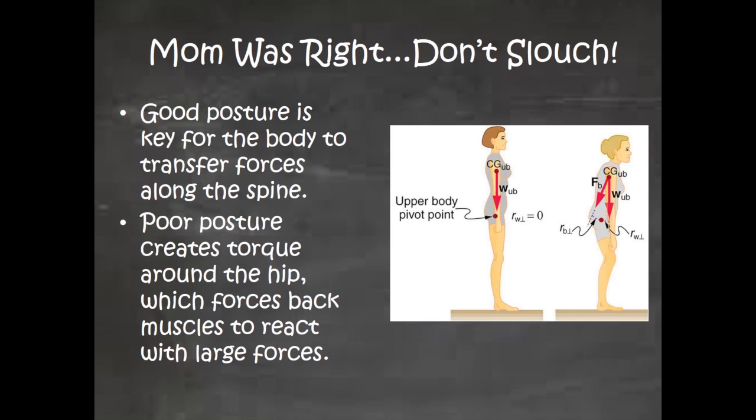The concept of torque applies all throughout the body, not just at the arms. That's why Mom was right when she told you to stand up straight and not slouch. Good posture, like that shown in the left picture, is key for the body to transfer forces along the spine. Poor posture, like the image shown on the right, creates torque around the hips, which forces muscles in the back to react with large forces beyond the force they were meant to exert.